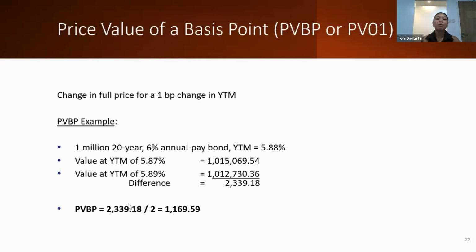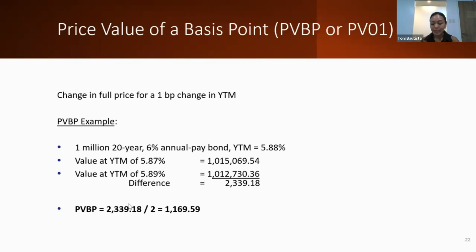So in this example, you have a 1 million peso 20-year, 6% annual pay bond, and the YTM is 5.88. So your starting point YTM is 5.88%. Now let's assume that the bond value at a YTM of 5.87, which is 1 basis point less than our yield today, is equivalent to 1,015,069.54. The next step is, what would be the value of the bond if the YTM is now 1 basis point higher? So you would have 1,012,730.36. So the difference here would be 2,339.18, but technically the difference in the yield would be 2 basis points. That is why your PVO1 here would be 2,339.18 divided by 2, which is equivalent to 1,169.59.